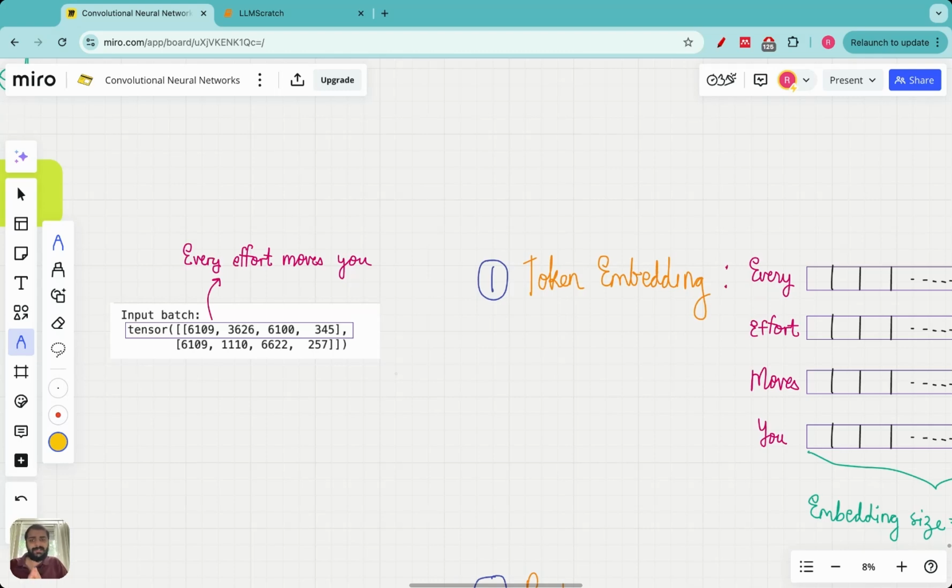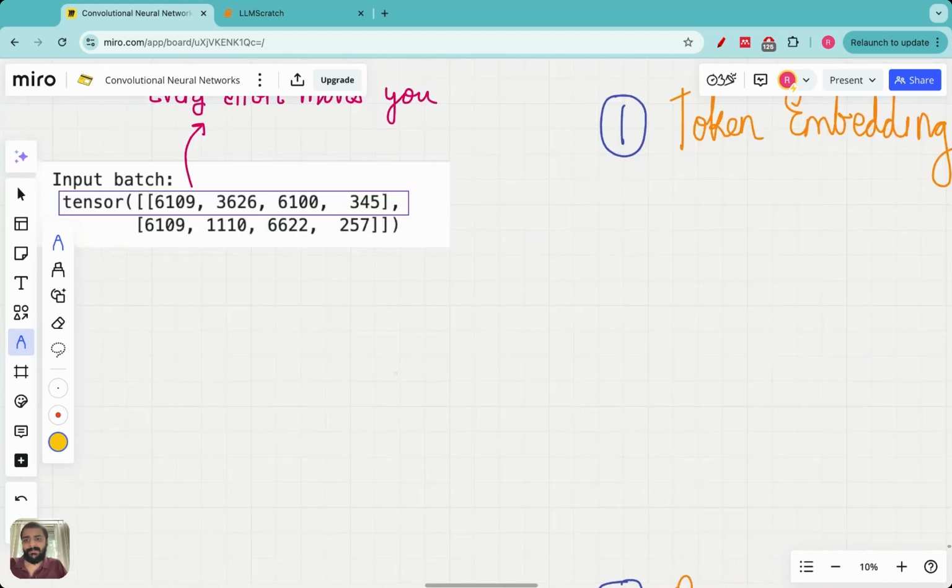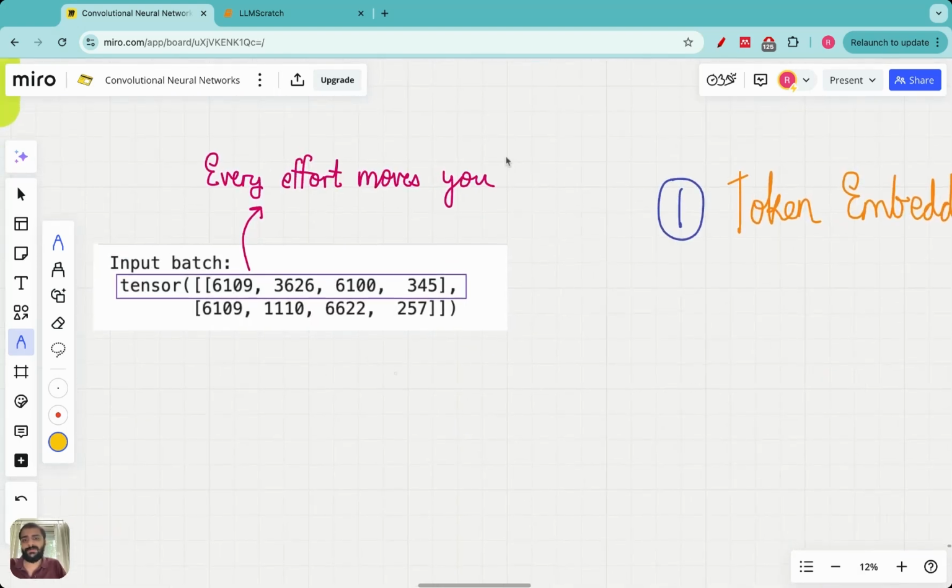And that's why I have made this effort to construct this visual flowchart. Okay, so let's say the input is "every effort moves you", right? And then we have to make the output prediction, which is the prediction of the next word. And the next word is "forward". Every effort moves you forward.